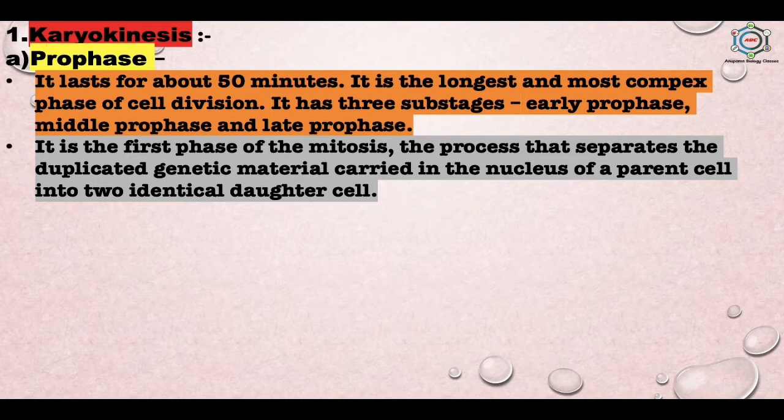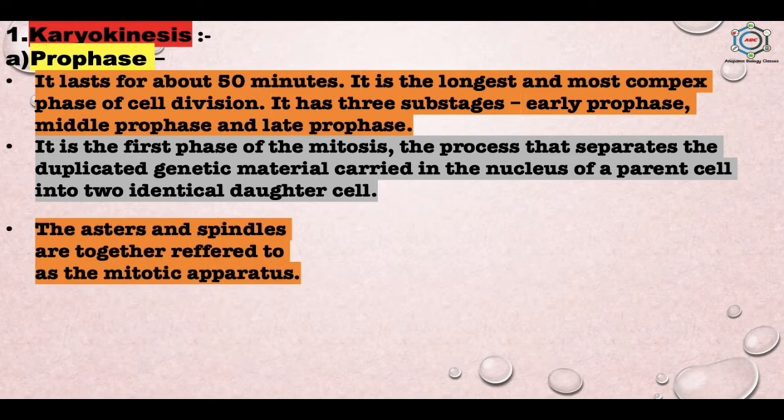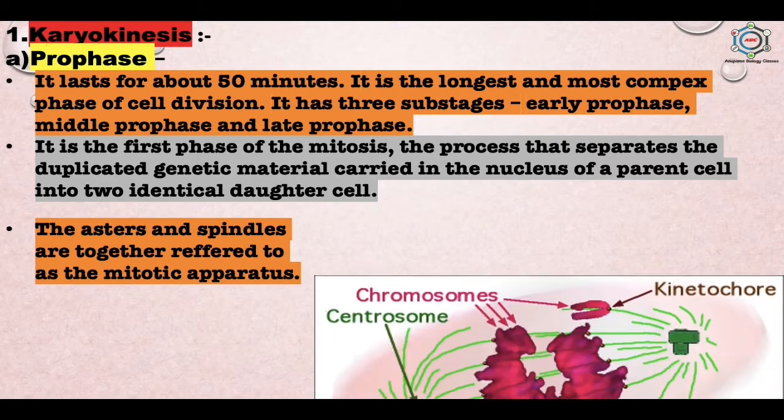That is, early prophase, where the formation of asters and a spindle occur. Then, middle prophase, where the chromosomes become shortened and thick and chromatids uncoil. Nucleoli start decreasing in size, and the nuclear envelope begins to break down and disperse into the cytoplasm. And the third is the late prophase, where the spindle assumes the proper form and size, the nuclear envelope breaks down fully, and centriole pairs are pushed to the opposite ends of the cell by the growing spindle. The asters and spindle are together referred to as the mitotic apparatus.